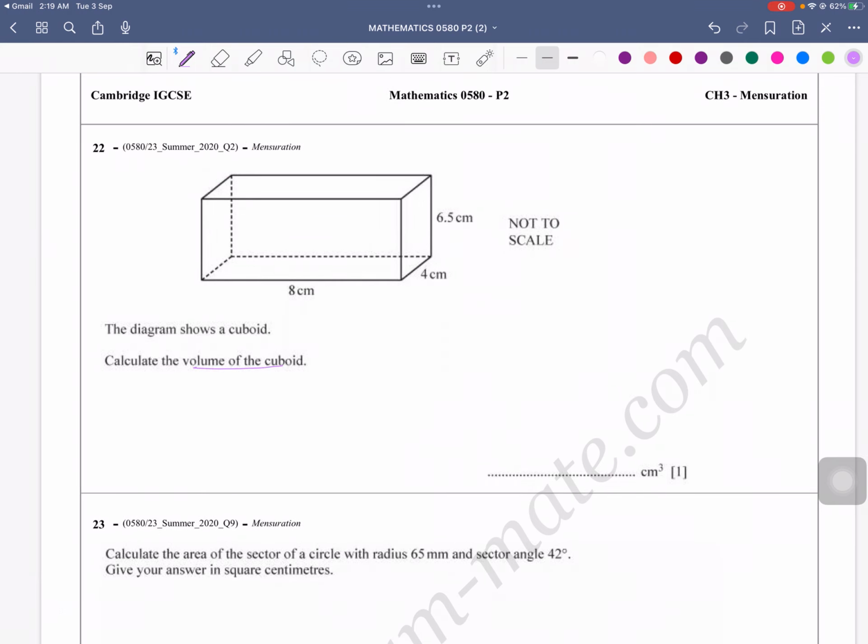How to find the volume of the cuboid? We simply multiply the length, the breadth and the width. So 8, 4, 6.5: 8 times 4 is 32, right? 6.5 times 32 would be 192, 208. So 208.